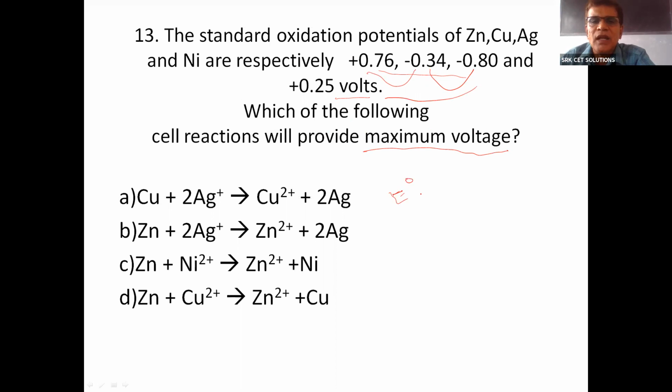So E naught cell is equal to E naught reducing tendency minus E naught oxidizing tendency. And when you want to select these two values, look at the values. So one with a higher SRP value comes here, one with a lower SRP value comes here. So like that you work out and you get a combination where the E naught value becomes very high. So that can be taken as a maximum voltage.